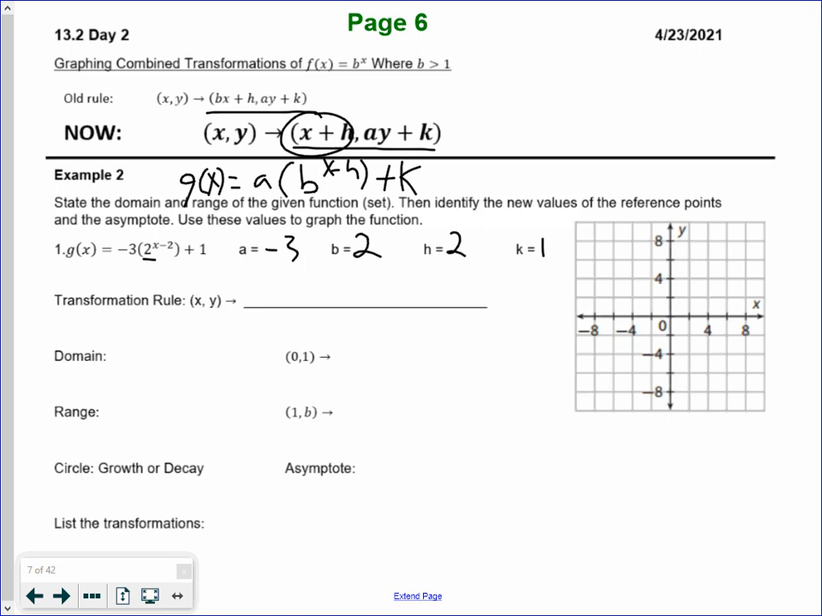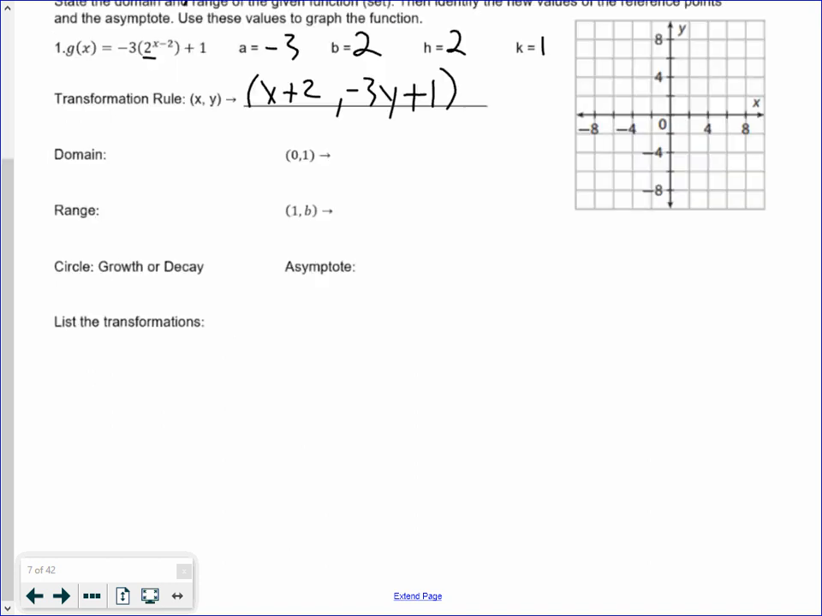So if you list out our transformation rule, it's going to be x plus h, or x plus 2, comma ay plus k, or -3y plus 1. For our domain, remember, no matter what transformations we do on an exponential function, our domain will always be -infinity to +infinity. Our range, since our a is negative, is going to be y is less than our asymptote of k. So in this case, our range is y is less than 1.